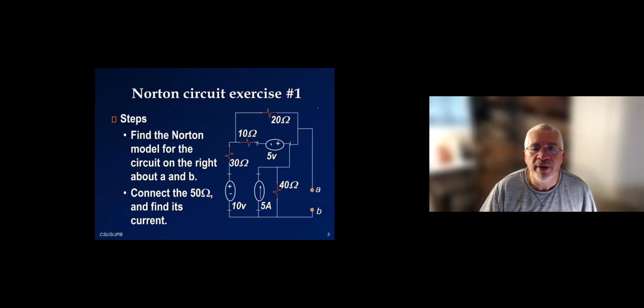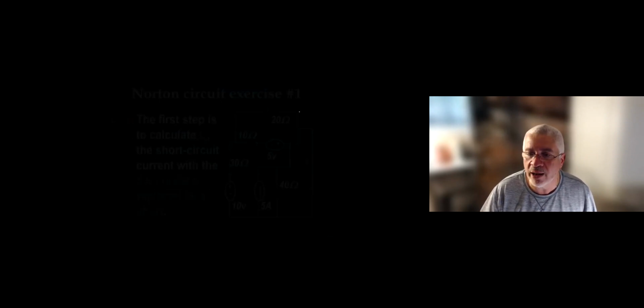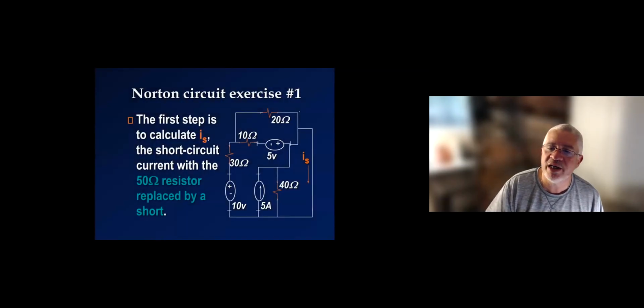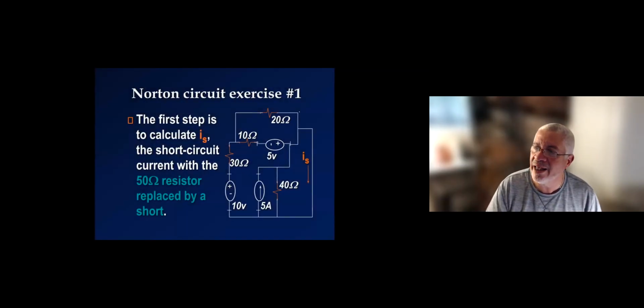So the first part of that is to find the model. All right. I'll put the model at the end. The first thing is to find ISC. I'm calling it IS right now just because I needed space, but it's ISC, which is short circuit A and B in finding the current flowing from A to B.